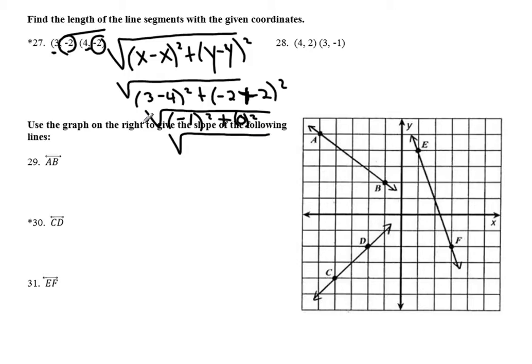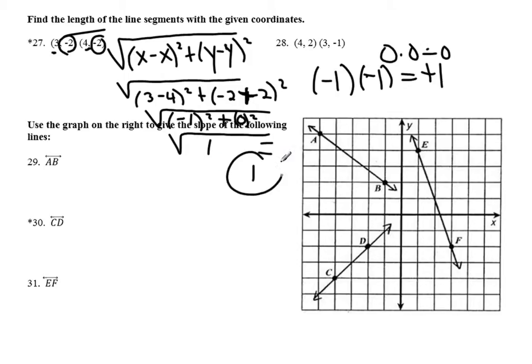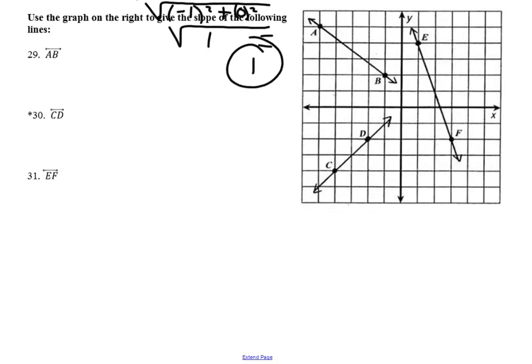Negative 1 squared is like saying negative 1 times negative 1, and that equals a positive 1. And 0 squared is saying 0 times 0, which is 0. So the square root of 1 is 1, and that's the length.